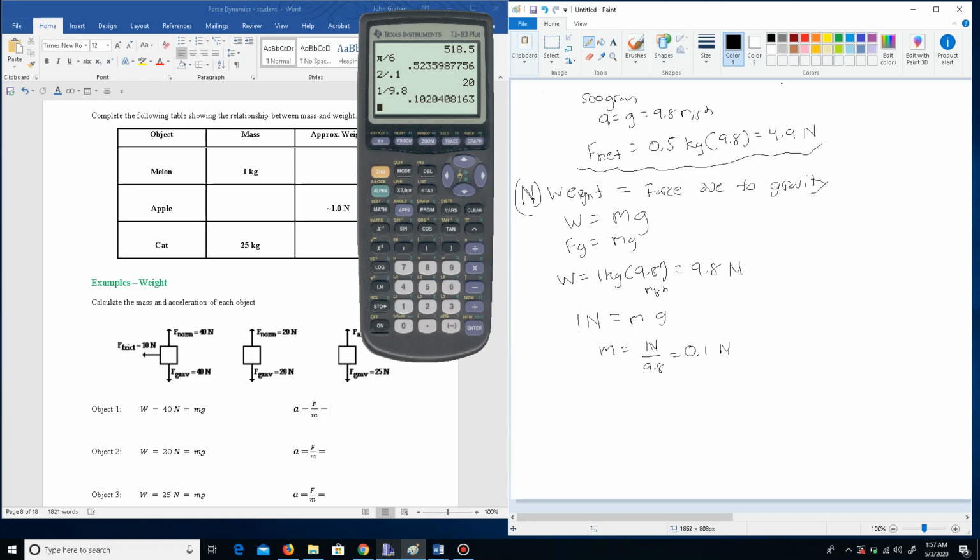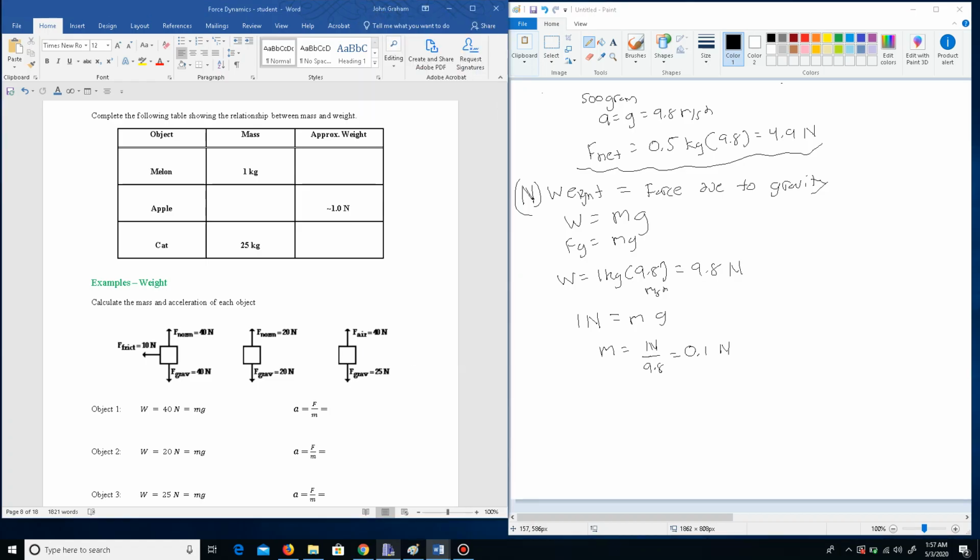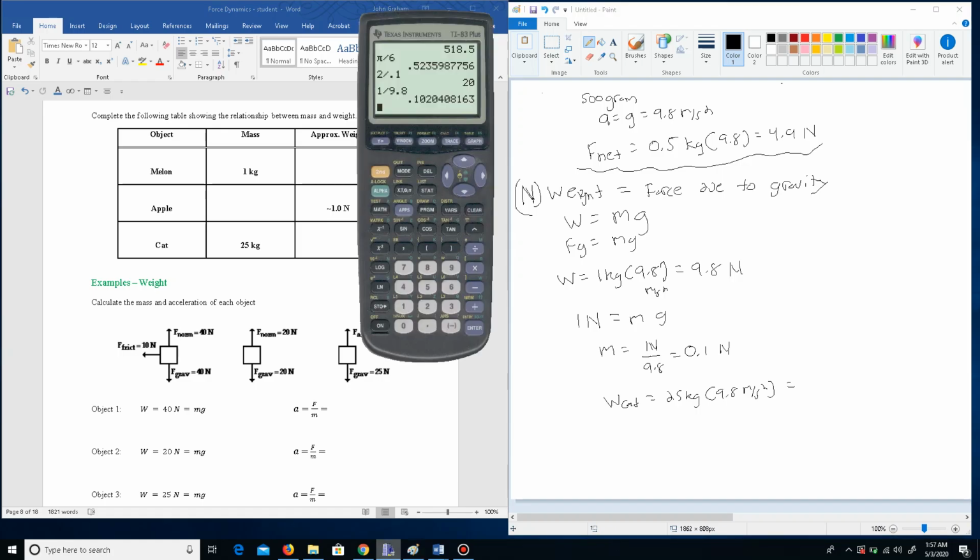The last one, a 25 kilogram cat. The weight of the cat will be 25 kilograms times 9.8 meters per second squared. And you get 245 newtons. Okay.